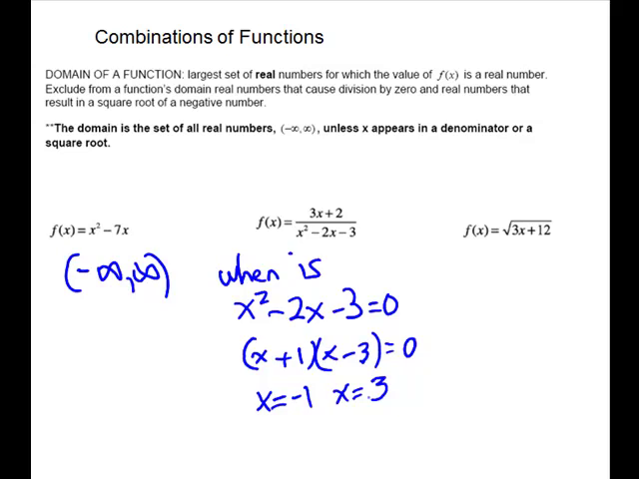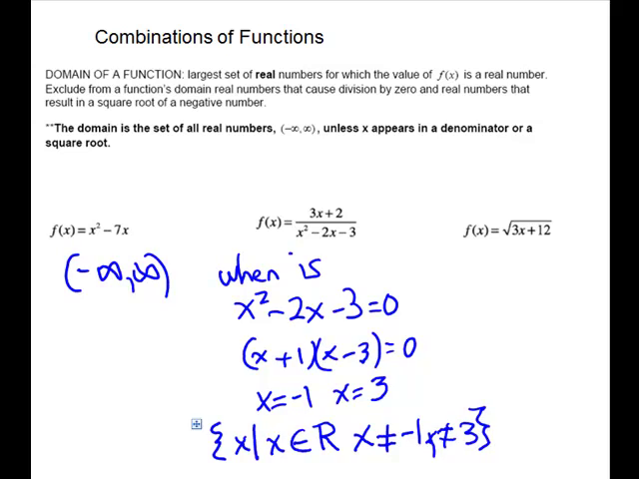So we have the set of real numbers, and we're going to exclude those. A couple of ways you can write it. You can write it with set builder notation. The set of all x such that x is an element of the reals. And then you can write your exclusions. It's not equal to negative 1, and it's not equal to 3. That's one way to write it.